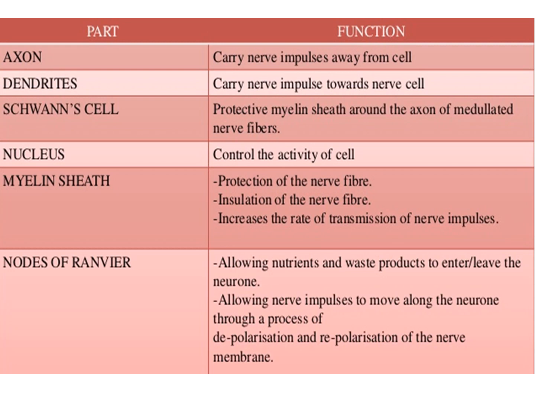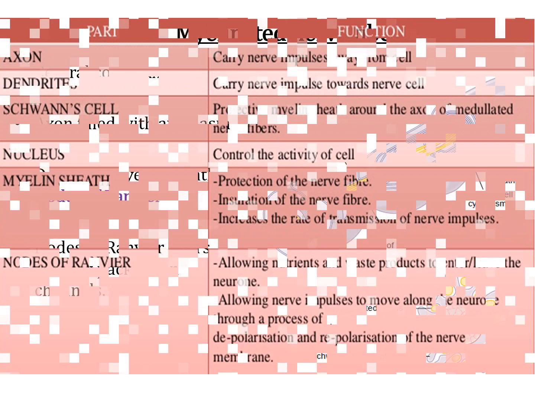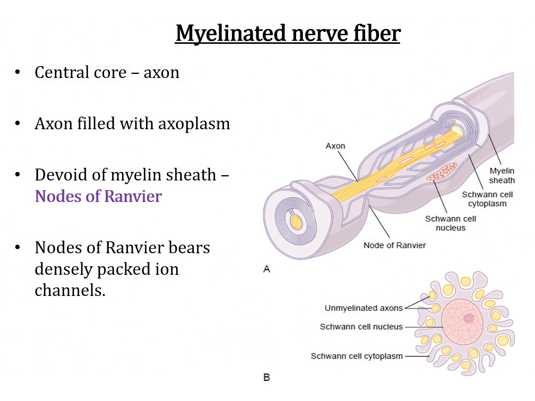And node of Ranvier also allows nerve impulses to move along the neuron, a process of depolarization and repolarization of the nerve membrane. We'll see the importance in detail in the properties of nerve fibers. So let's see what is myelination. The myelinated nerve fibers. So myelination is basically provided by myelin sheath.